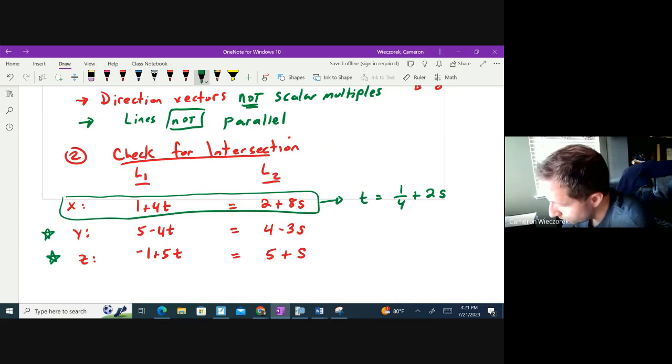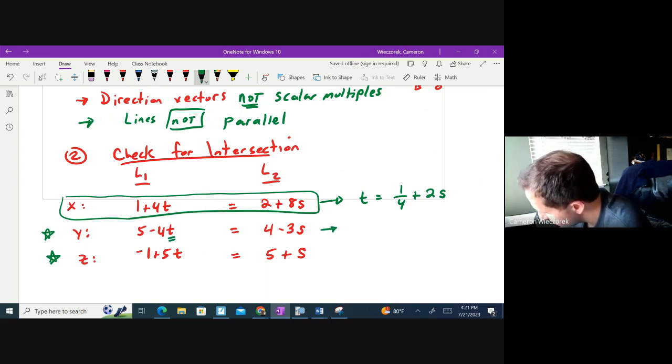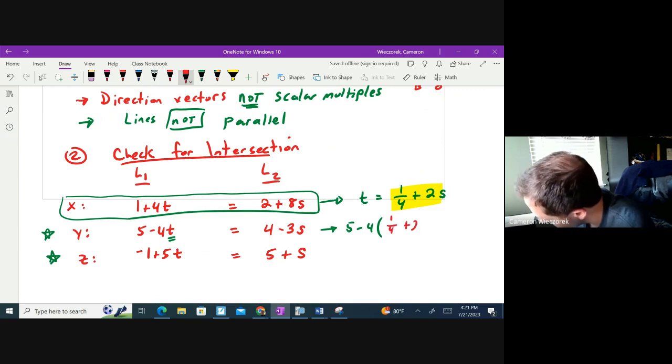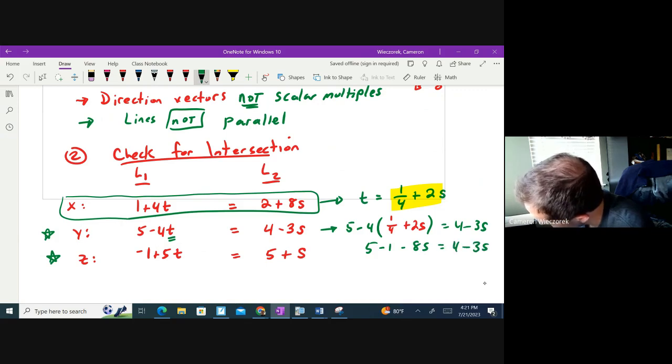So all I'm going to do now is substitute in 1/4 plus 2s for t in y. So if I do that, let's see what we get. We get 5 minus 4 times t. We just said that t was equal to 1/4 plus 2s. So I'm going to sub that in. And that should equal 4 minus 3s. So let's see what we get for s. We get 5 minus 1 minus 8s equals 4 minus 3s. So we get 4 minus 8s equals 4 minus 3s.